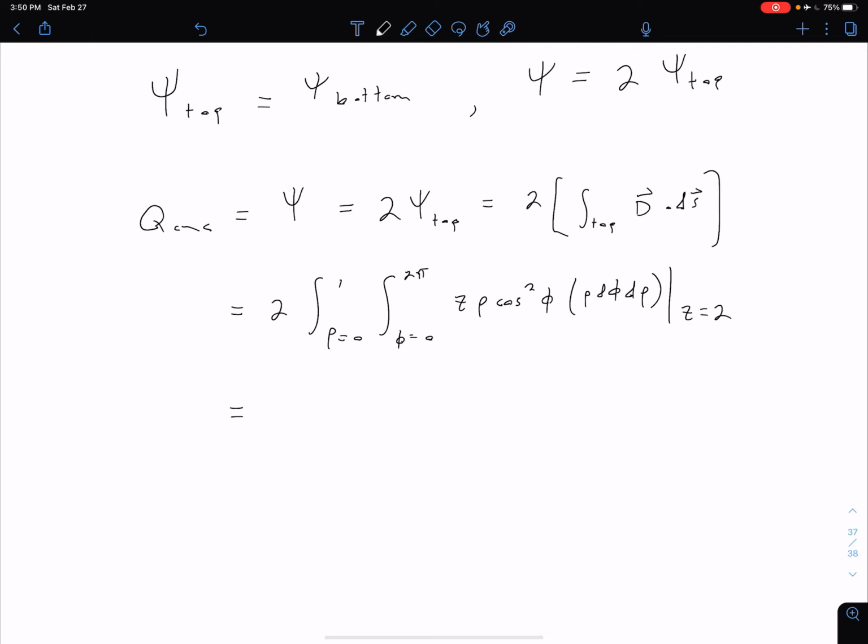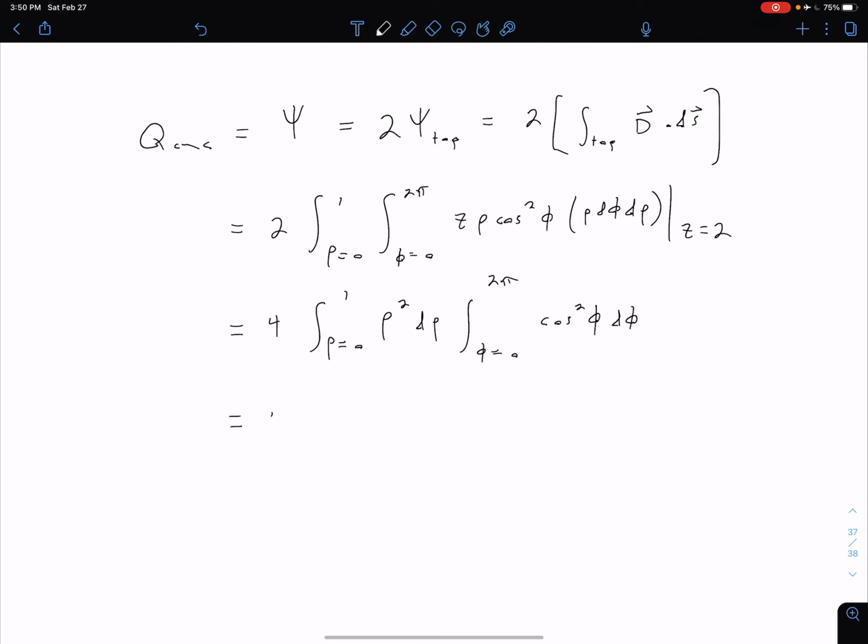All right, so just evaluating that, we get 4, since our z, which is 2, comes out to multiply with the 2. We have the integral from rho equals 0 to 1, and we can actually just separate now. So we have rho squared d rho, and the integral from phi equals 0 to 2 pi of cosine squared of phi d phi. The rho integral is pretty easy, so we still have 4 out front, and that becomes 1/3. For our phi integral, we can use a trig identity to make this a little easier. So cosine squared is 1/2 the quantity of 1 plus cosine of 2 phi, d phi.